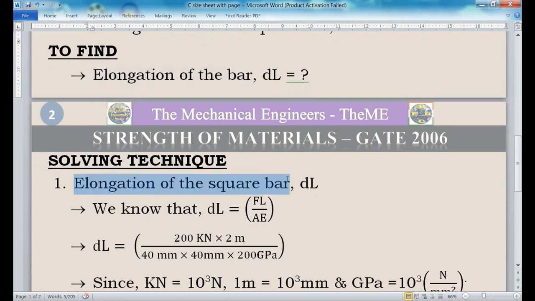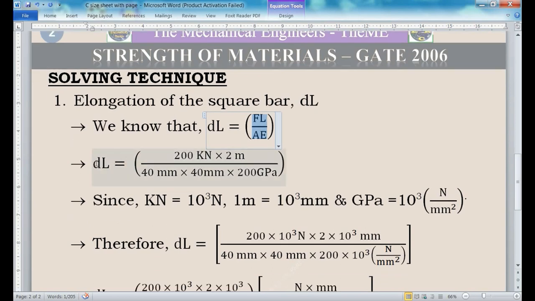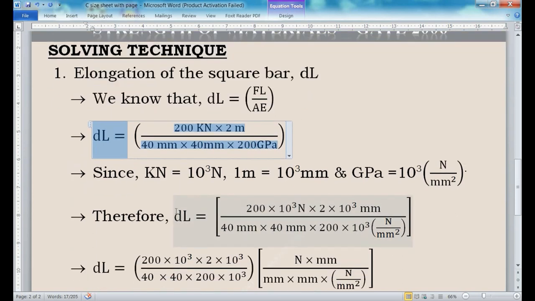Elongation of the square bar is taken as dL. The universal formula for elongation of a uniform bar is given by dL is equal to FL by AE, where F is force applied, L is length of the bar, A is area of the bar, E is Young's modulus. In this formula we know the values of F, L, A and E. So just substitute the values. By substituting those values, we get dL is equal to 200 kN into 2 meter divided by 40 mm into 40 mm into 200 gigapascal.